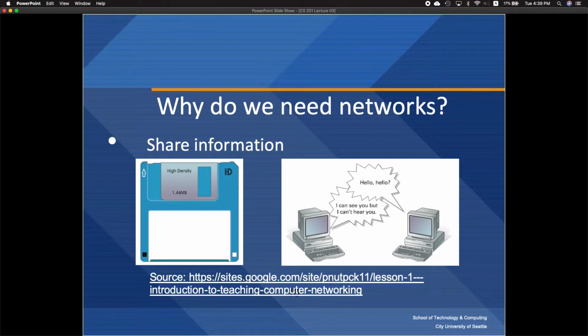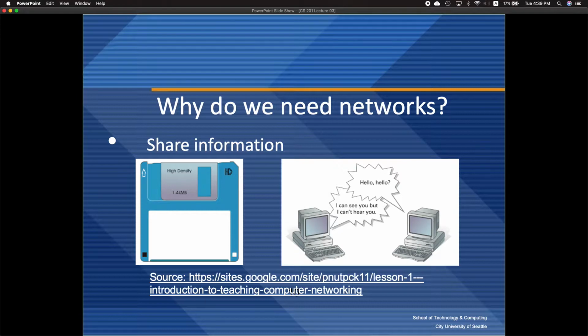And why do we need to have networks? Again, it's to share information, right? So let's say you have two computers, a very old style computer without any wireless capabilities. How can they share information with one another? Again, this is through a networking cable, right? Or else the other computer might not know what's happening.